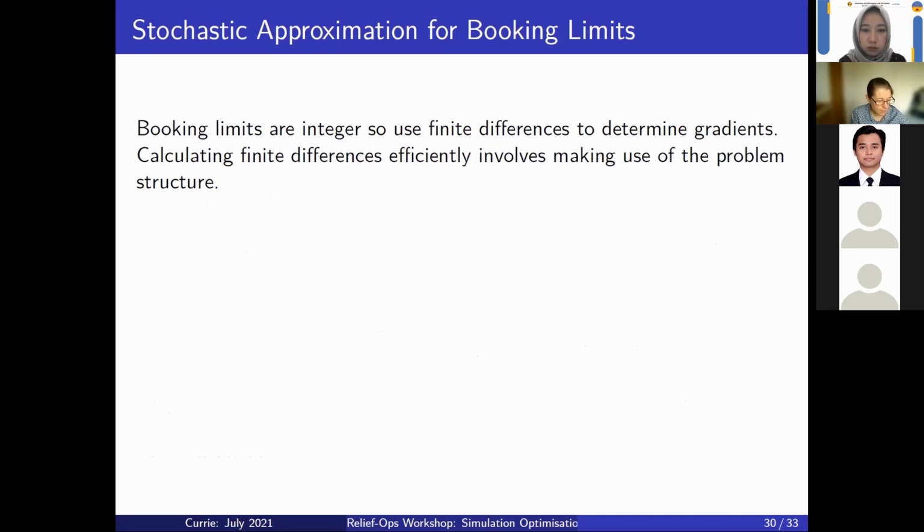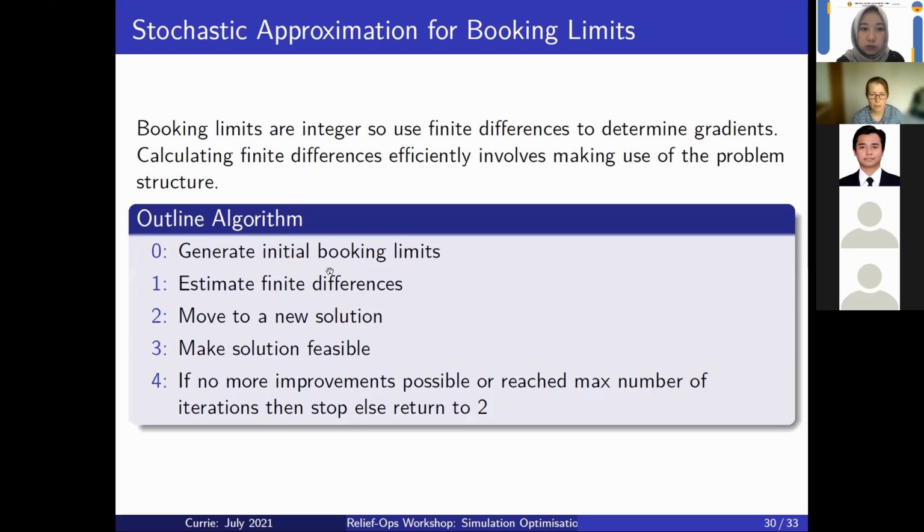Now, the one assumption they break in the stochastic approximation is they assume that booking limits are actually integer, rather than continuous. So we'd assumed that we had continuous variables, but actually they are integers. But what they're doing is effectively just moving to the nearest integer. If the numbers are big enough, then the assumption is not too bad. And they use finite differences to determine gradients, which is just what we were doing previously.